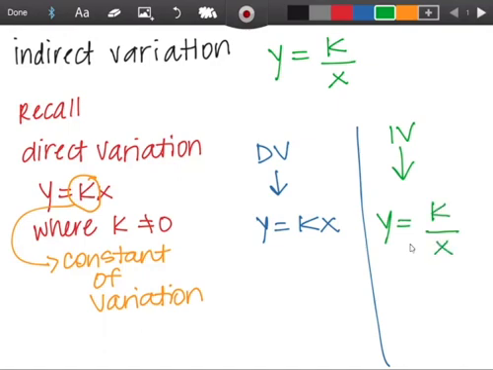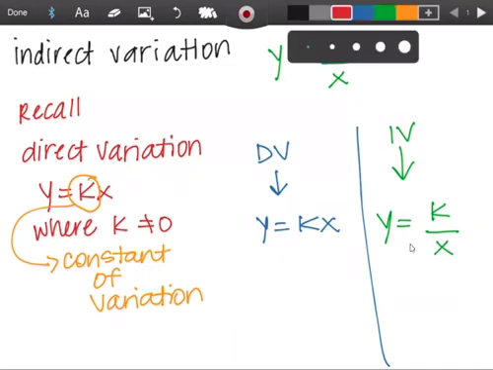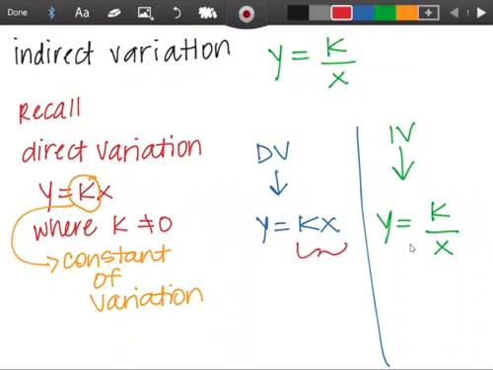Now, we know that the word inverse means opposite, right? So if you notice here, in direct variation, the k and the x are being multiplied. The opposite of multiplication is division. So in indirect variation, they are being divided. That is the difference. In direct variation, k and x are multiplied, and in indirect variation, k is divided by x.